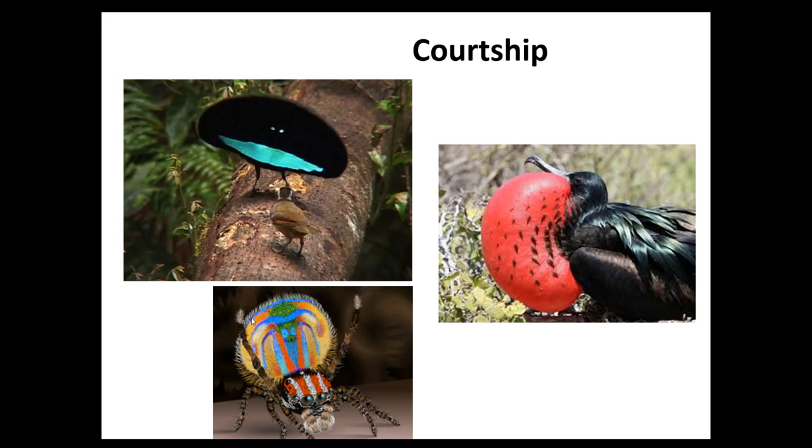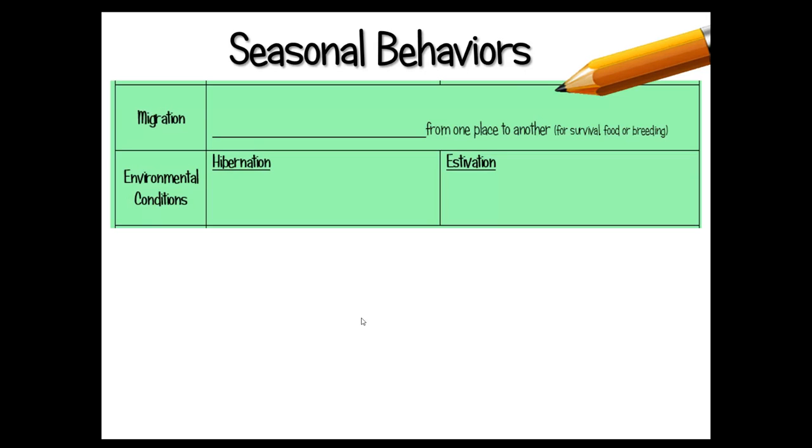But yeah, they have these really cool colorings on this tail that they kind of puff up. All right, seasonal behaviors. So migration, you guys have all heard of migration before. A migration is a seasonal movement when animals will move from one place to another. A lot of times it's for weather purposes to get to a warmer area.